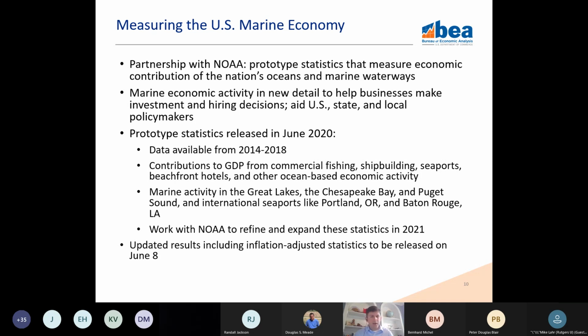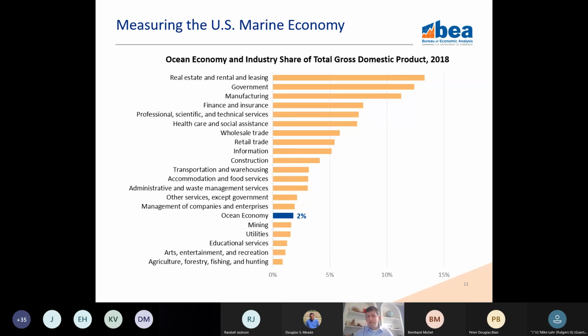The first set of official marine economy statistics, including inflation-adjusted results, will actually be released next Tuesday. So you can keep an eye on the BEA website next week if this is something that's of interest to you. And some early results.